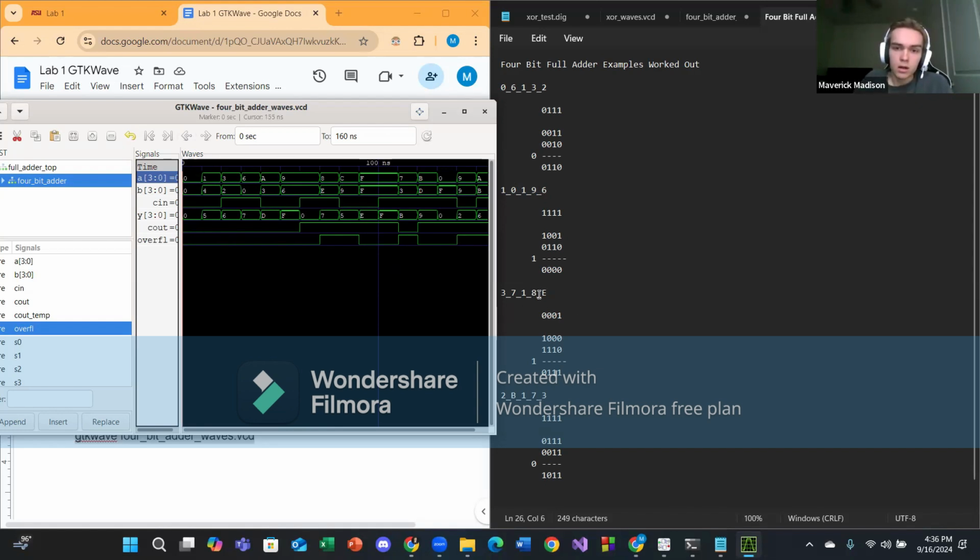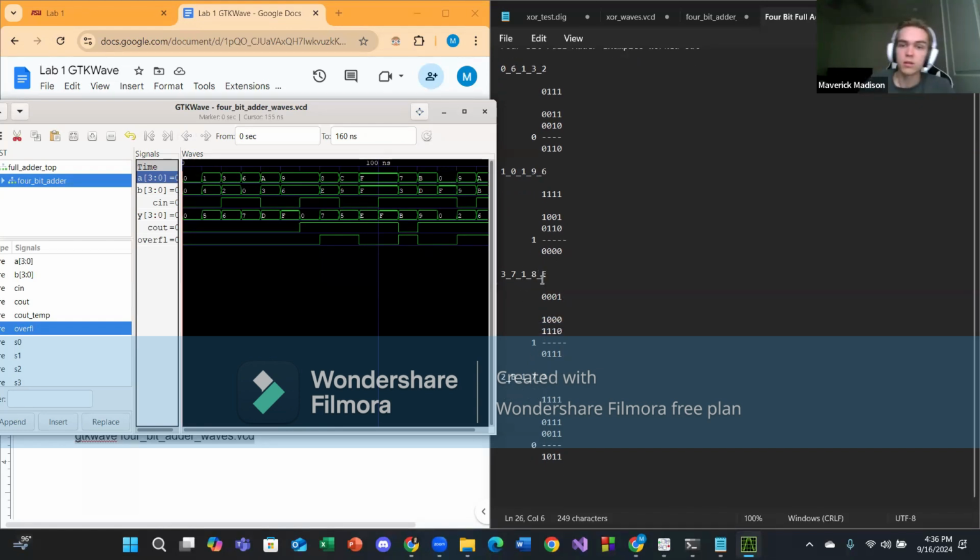Correct. On the third example, we have A value of 8, B value of 14, carry-in of 1, expected sum 7, and we have overflow and we have carry-out. So let's find that. A being 8, B being E, or 14, carry-in being 1, expected sum 7, and we have carry-out and we have overflow. So that was correct. And for the last example we went through, A value of 7, B value of 3, carry-in of 1, expected sum of 11, and we have an overflow but no carry-out. So A value of 7, B value of 3, carry-in of 1, expected sum of 11, no carry-out, overflow.